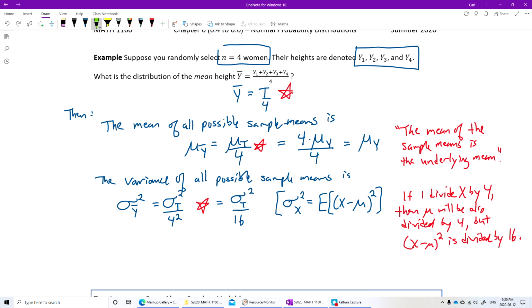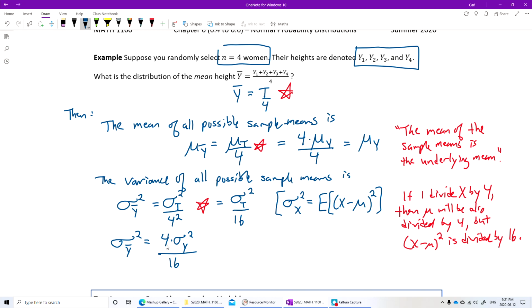In other words, variance is a parabola. Or you could call it a quadratic function. So if I multiply or divide x by a number, the variance is going to be multiplied by that number squared or divided by that number squared. Okay, so that's tricky, right? Now, let's finish this up here. So that means that sigma squared of y bar is, what was the sigma squared of t? It was 4 times sigma squared for just one woman, right? Sigma squared for one woman. I still have to divide by 16.